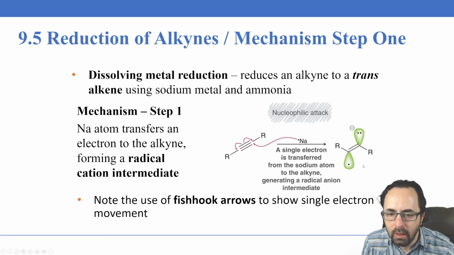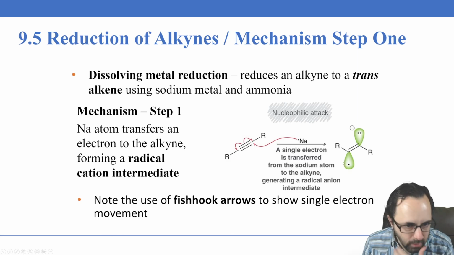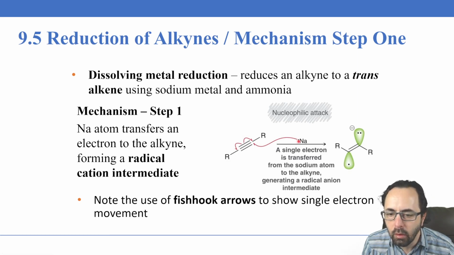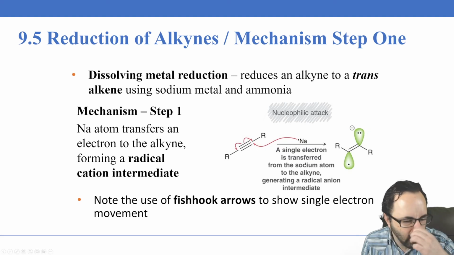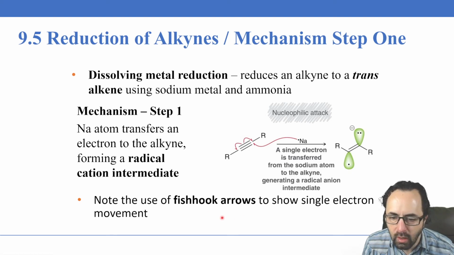So let's talk about each of these steps individually. In step 1, the sodium atom with its one electron is transferring that to a carbon, and that's how we get this negative ion here. Again, note the use of the fishhook arrows to show the movement of that single electron. Each of these is the movement of a single electron.